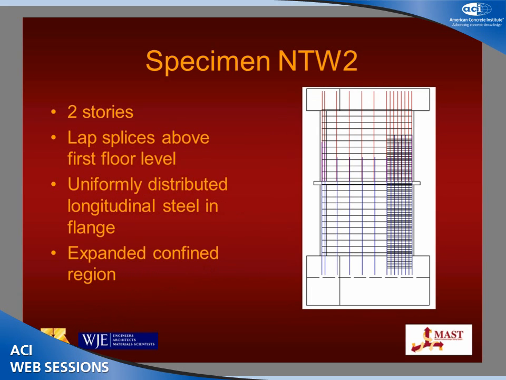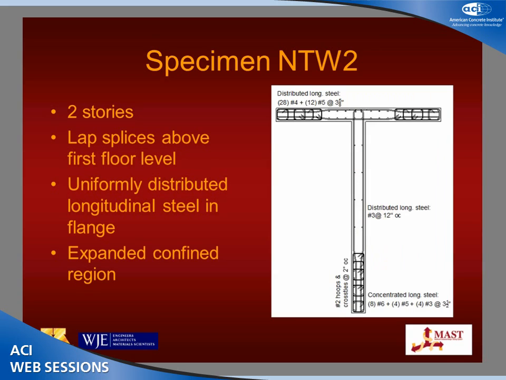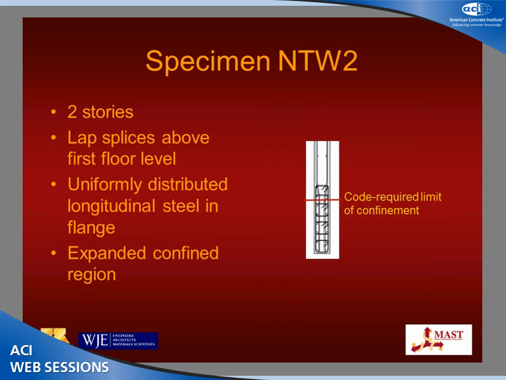Specimen NTW2 was a 2-story sub-assemblage, so we imposed a much larger moment at the boundary to maintain the same shear-to-moment ratio. It was nominally identical, except we installed lap splices just above the first floor level to represent more realistic construction. We used uniformly distributed longitudinal steel in the flange to help with crack control. And we expanded the confined region a bit in the web tip because when we tested NTW1, we had some web crushing failures.